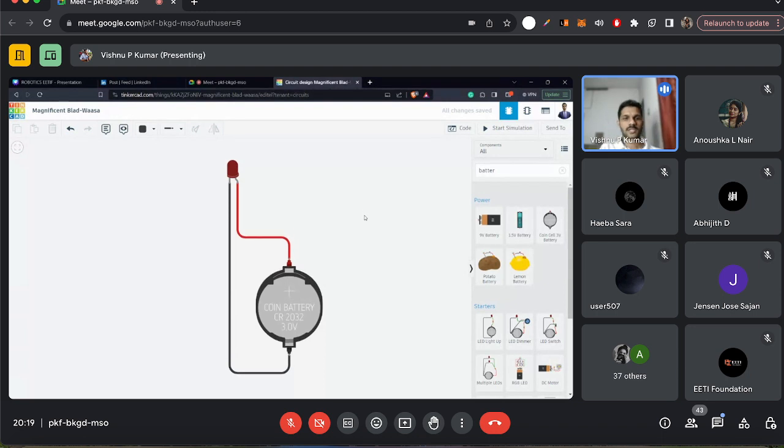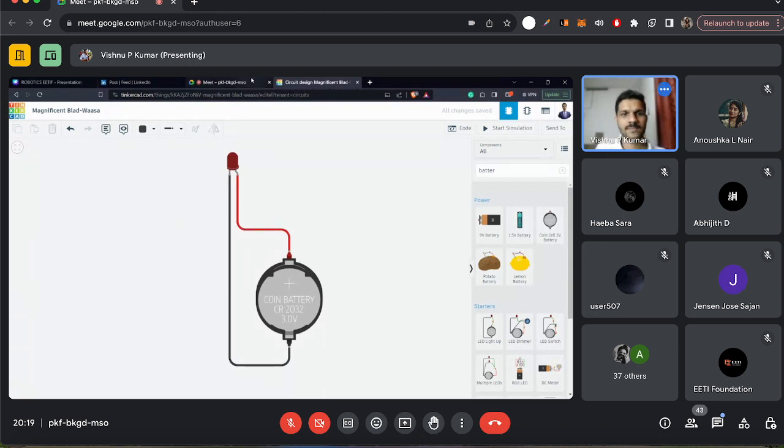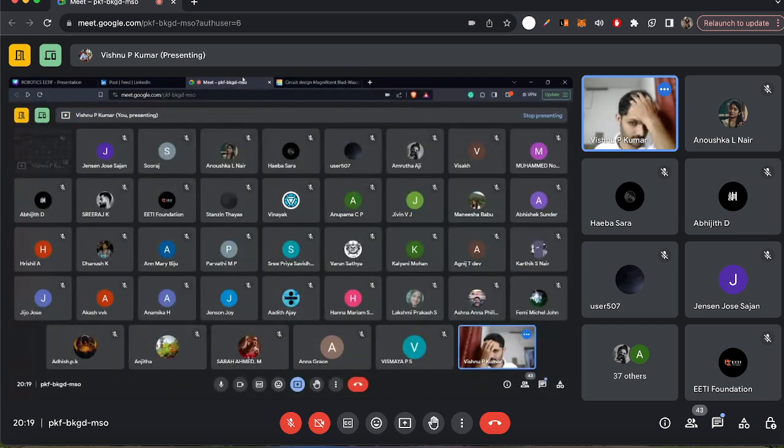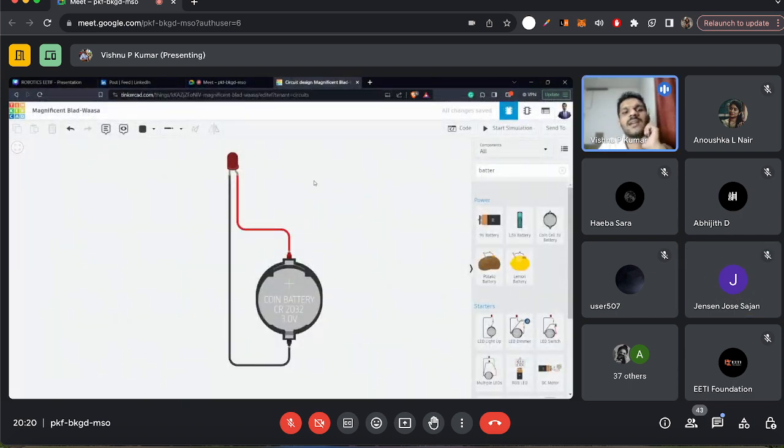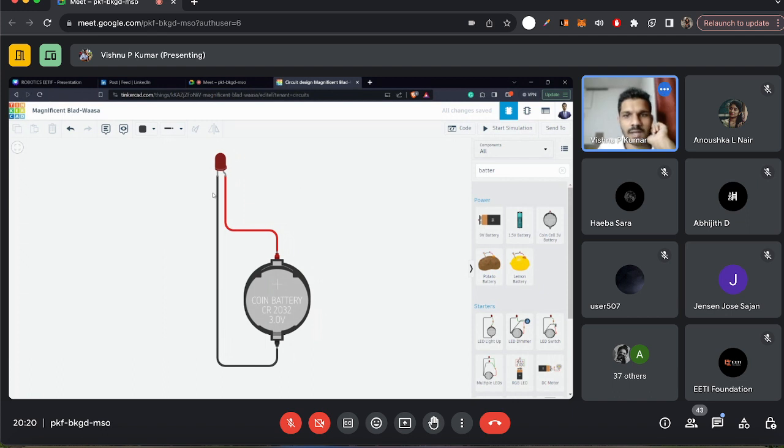So I have a small question. Is this circuit correct or not? Resistor is not there. So this is a circuit, and as you said, it's missing something. It's missing the resistor.